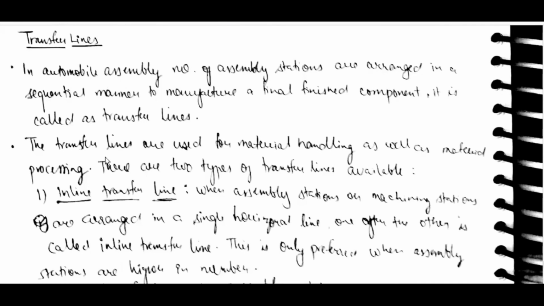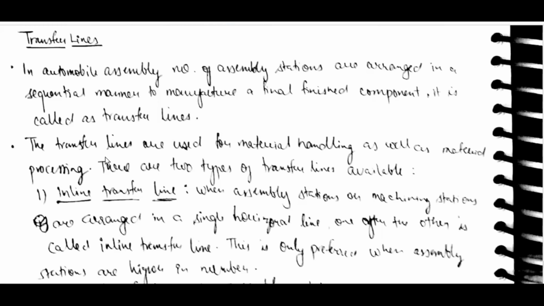Transfer lines in automobile assembly: a number of assembly stations are arranged in a sequential manner to manufacture a final finished component. It is called a transfer line. Transfer lines are used for material handling as well as material processing.